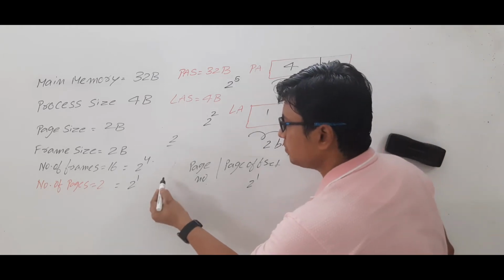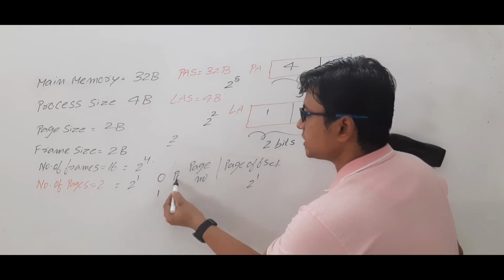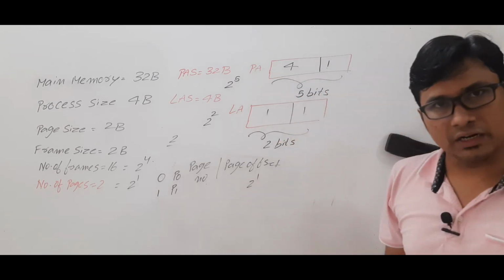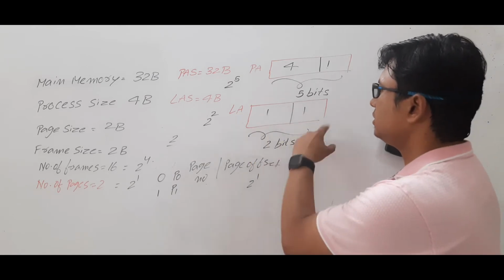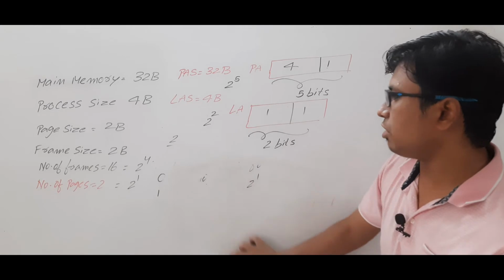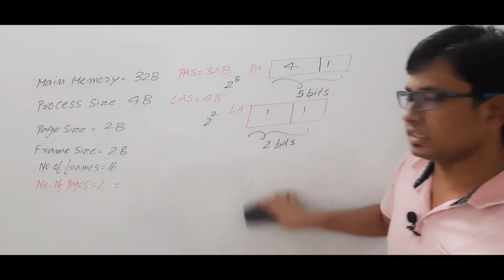So if it is 1 bit, it can be either 0 or 1. If it is 0, it represents page number 0. If it is 1, it represents page number 1. Is it clear? So 1 bit for the page number, 1 bit for the page offset. Is it clear? Now we will discuss the further things.